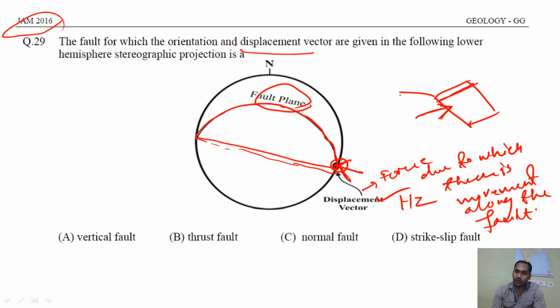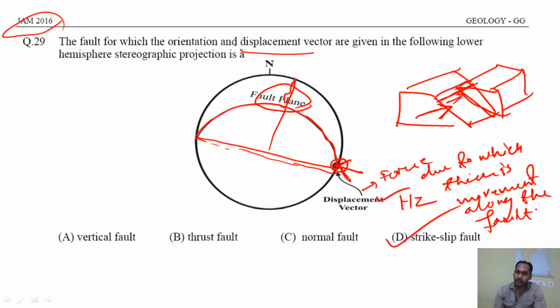So if there is a block like this, and another block like this, the movement is like this. Okay, so this is a strike slip fault. This is not vertical. Why is it not vertical? The plane is inclined. You can see this is the slip amount. It is not a thrust fault. It is not a normal fault. It is a strike slip fault because the displacement vector is parallel to the strike. Okay, this is the strike slip fault.